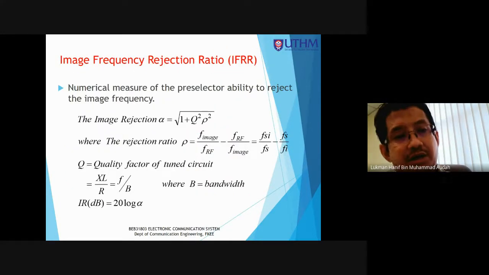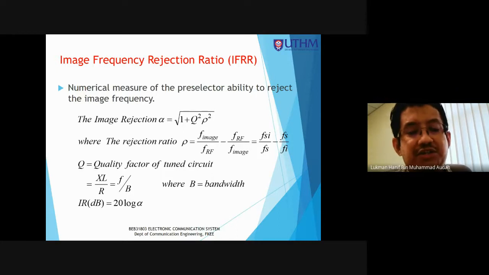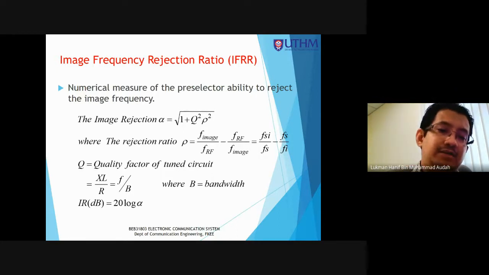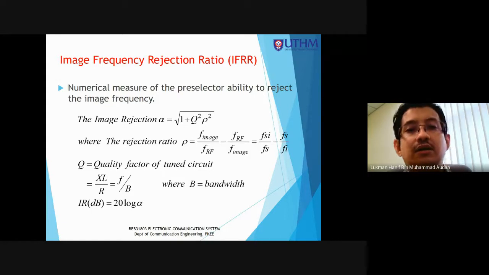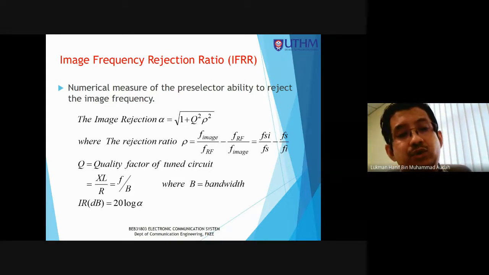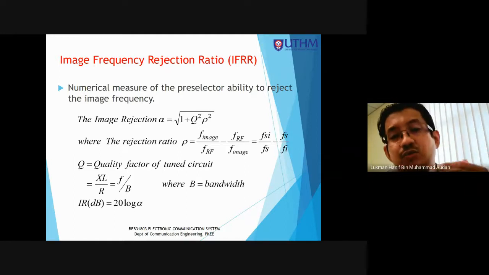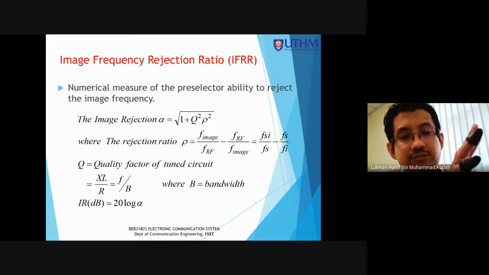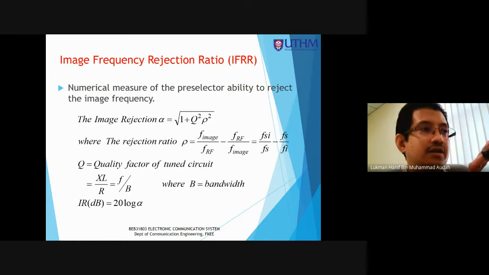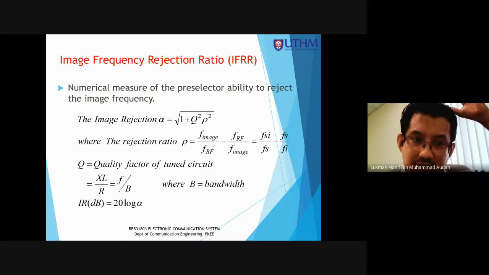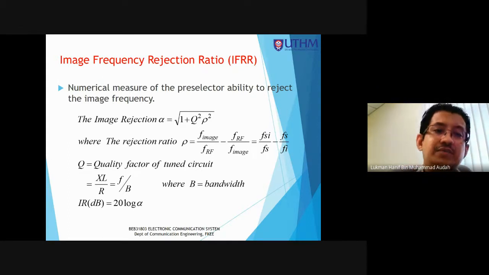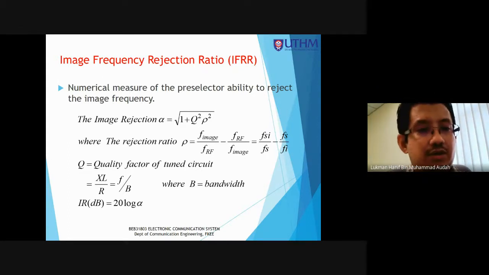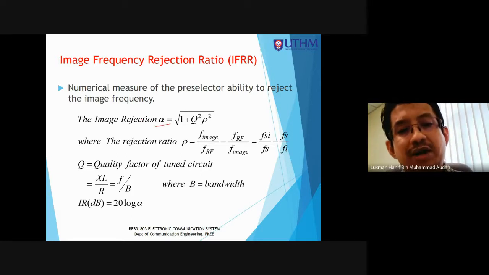Okay, yang ini image frequency rejection ratio. So this is a parameter to define the ability of the tune circuit to reject the image. Kebolehan tune circuit untuk reject image frequency digambarkan menggunakan parameter IFRR, image frequency rejection ratio. Okay, so the image rejection parameter alpha is equal to square root of 1 plus Q square rho square.